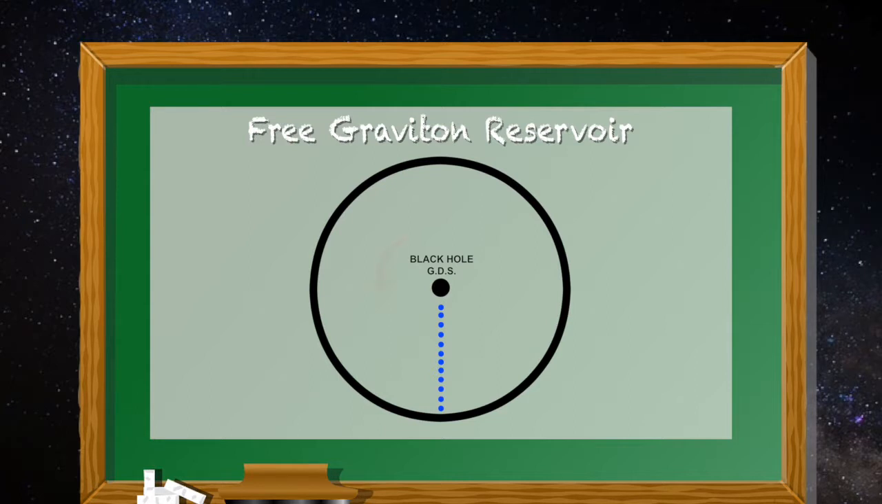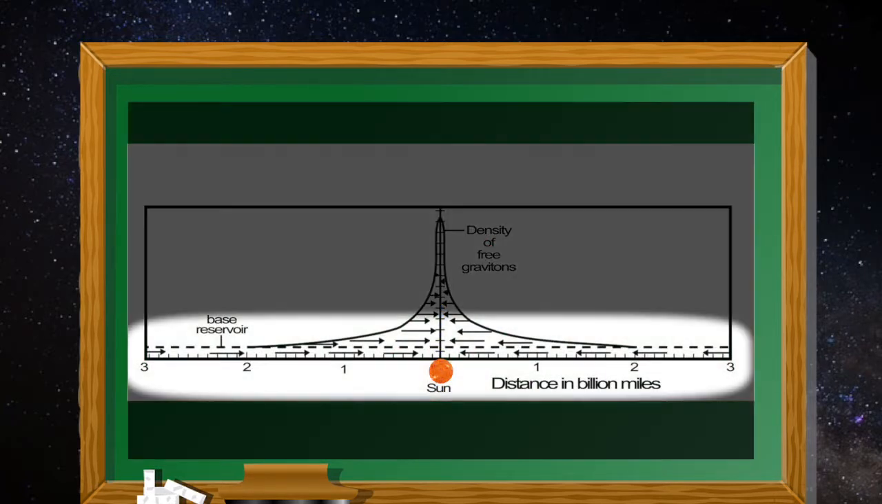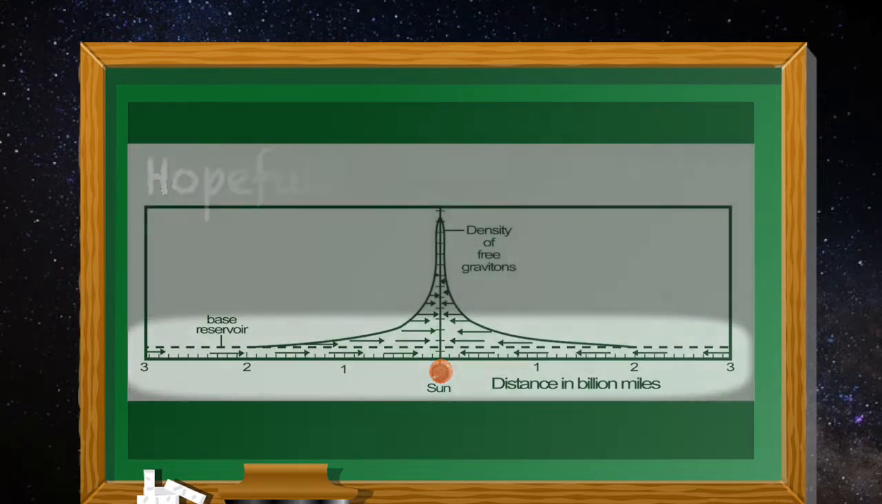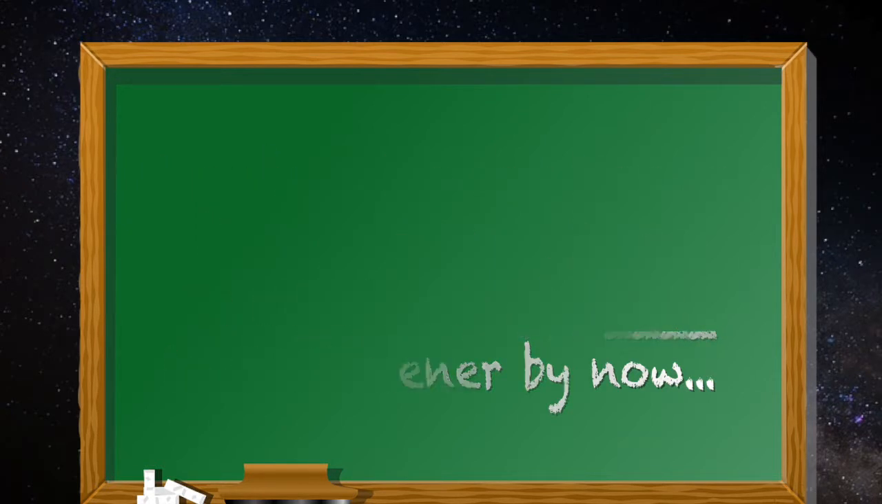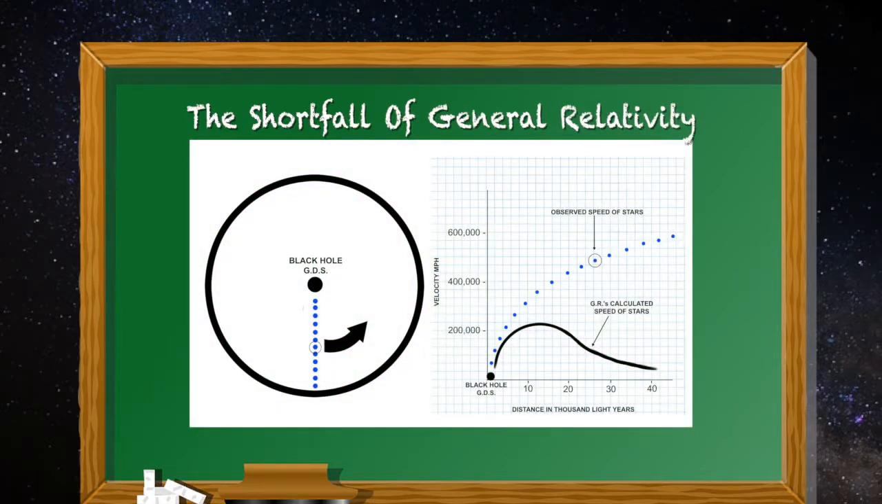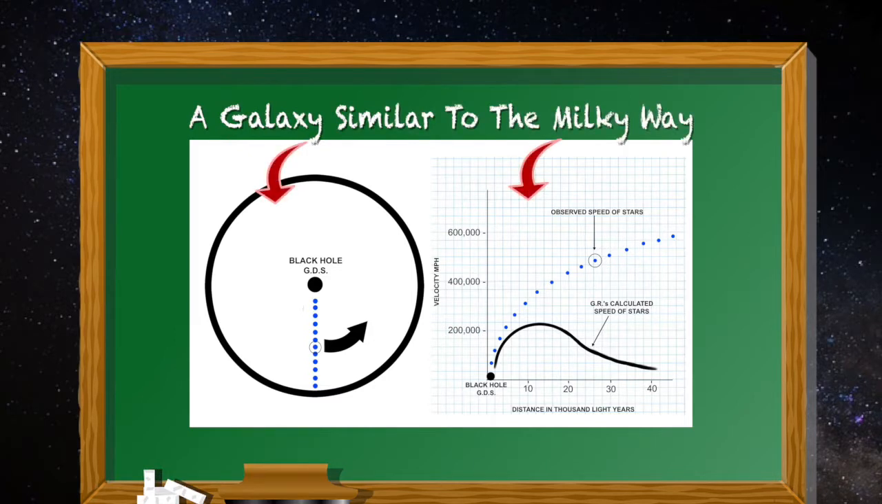Our galaxy has assembled this reservoir and initiated its rotation over time. It's been explained how our sun has bonded its polarized influence into this reservoir. Hopefully, the solution to the galactic problem is intuitively obvious to the listener by now. The graph showing the shortfall of general relativity should be seen in a different light now. Remember, these depictions are of a galaxy similar to our Milky Way.